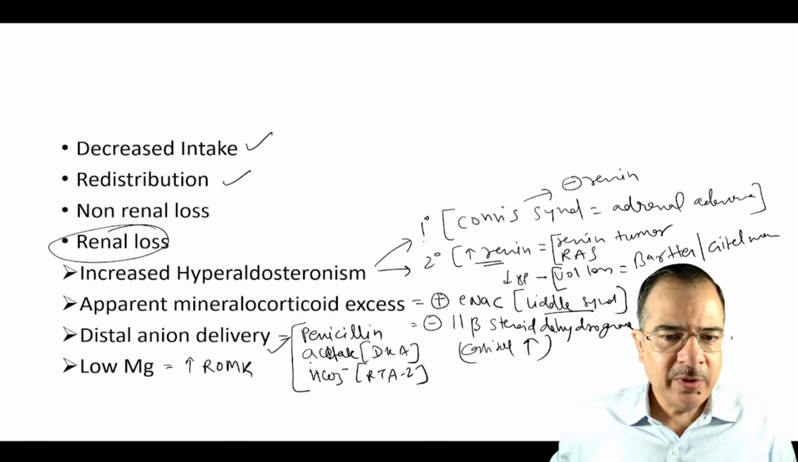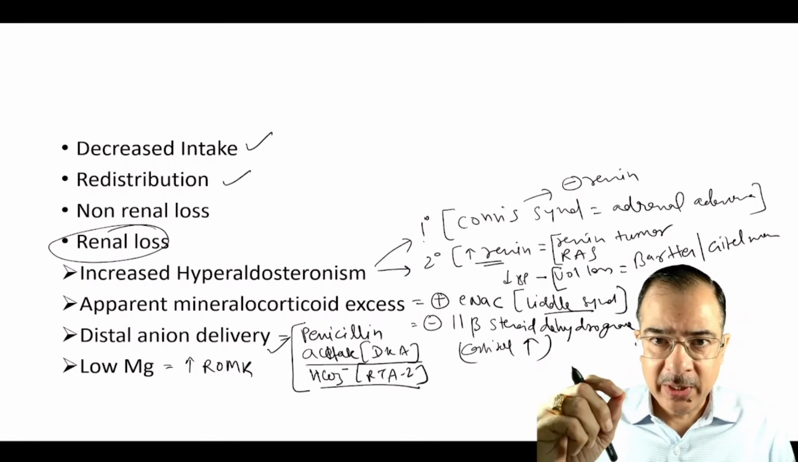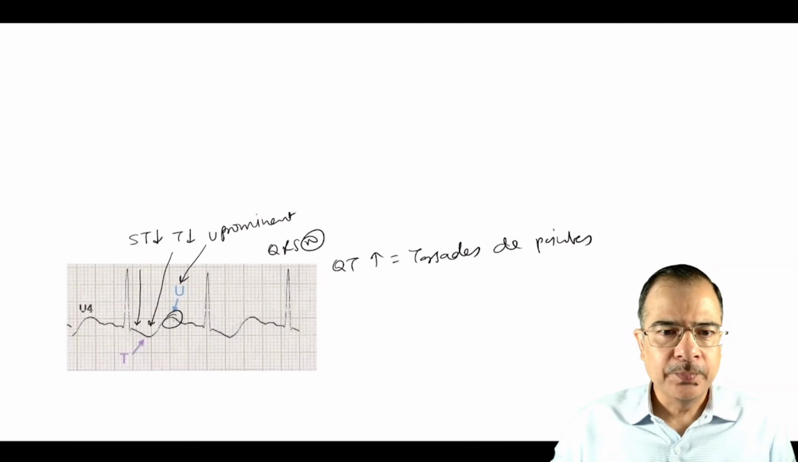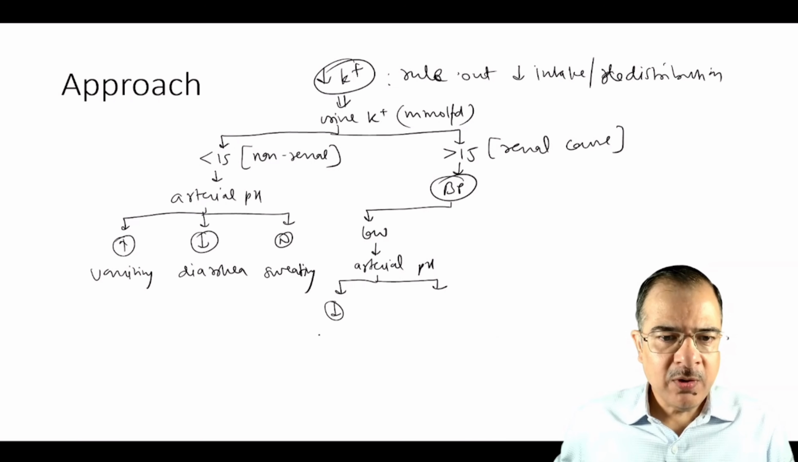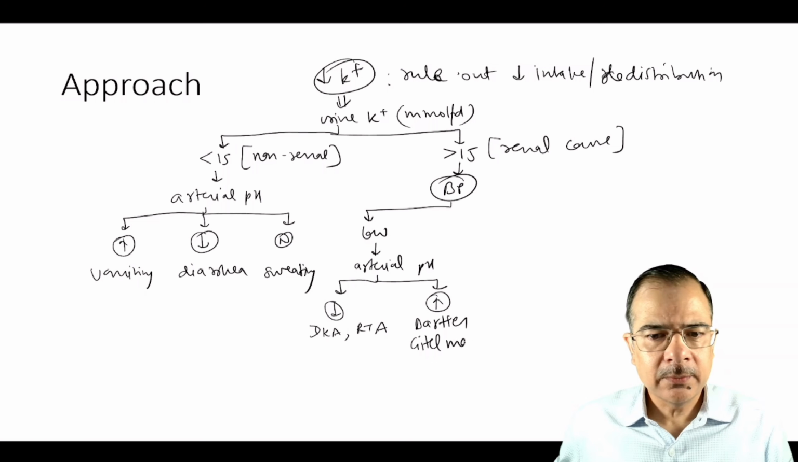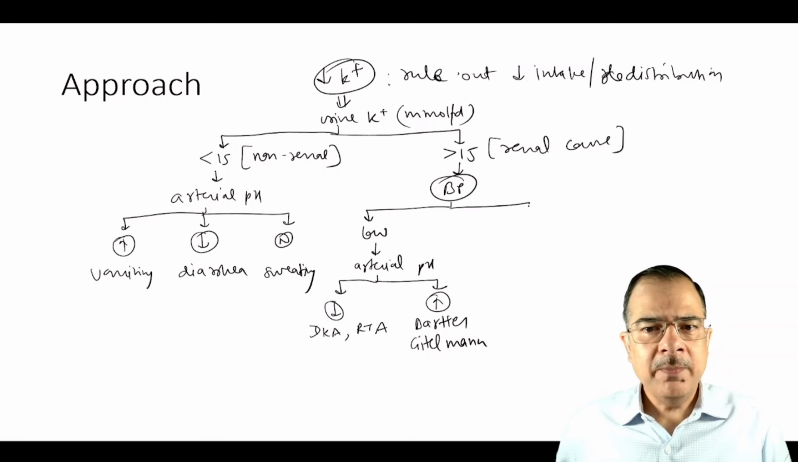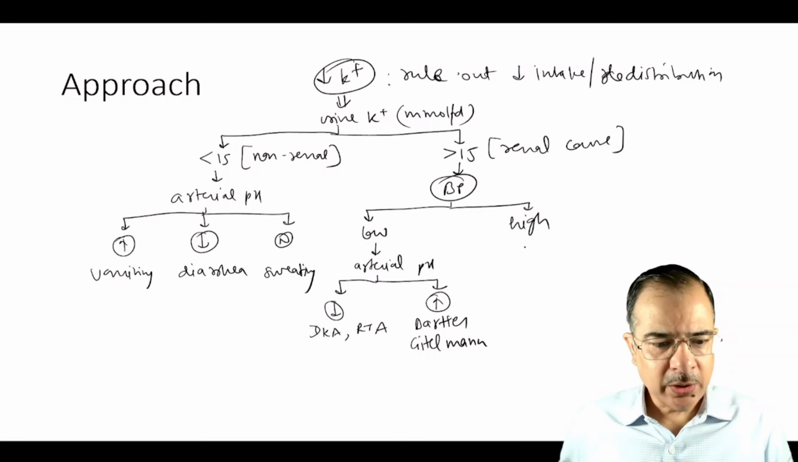While in cases of diabetic ketoacidosis and renal tubular acidosis, pH will be acidic. These are acidosis conditions. So arterial pH, if it is low, think of DKA or renal tubular acidosis. If the arterial pH is high, it is Bartter or Gitelman syndrome. While if the blood pressure is high, then we have to look for the aldosterone levels.